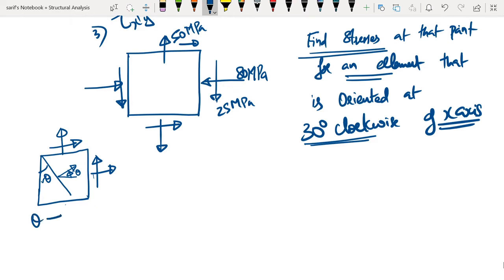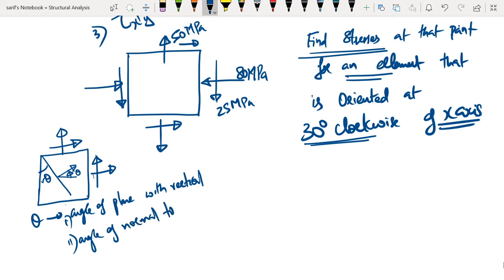So what is theta? Theta is the angle of the plane with vertical, so that is one thing, or theta can be the angle of the normal to plane with x-axis in anti-clockwise direction. So these are the things.